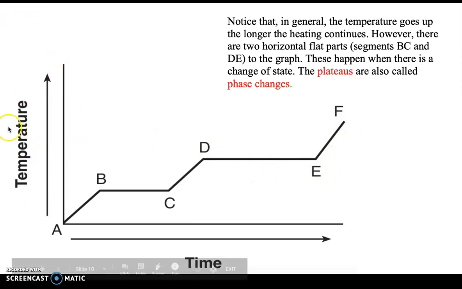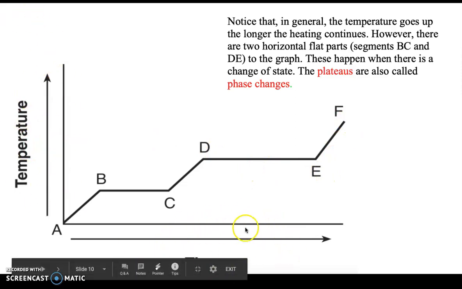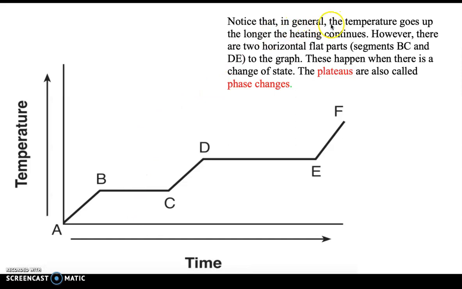We have time on the x-axis and temperature on the y-axis. What we mean by time is heat being added. So as heat is being added, the temperature increases, and what is happening through these different phases? Notice that in general, the temperature goes up the longer the heating continues. So this is the heating curve. However, there are two horizontal flat parts on our heating curve. We have this from B to C and D to E. This is going to be where the phase changes happen.